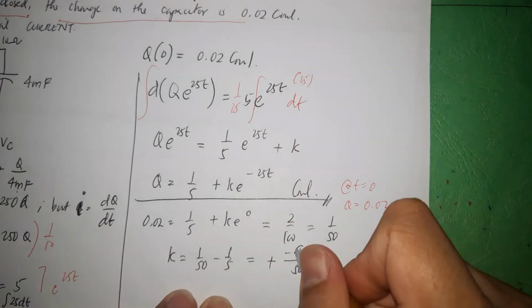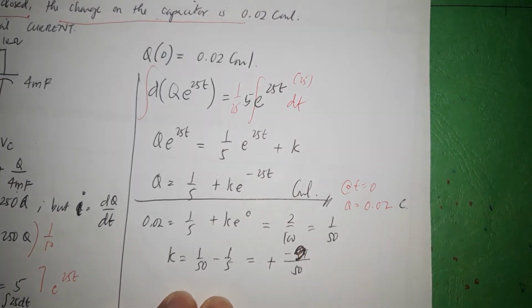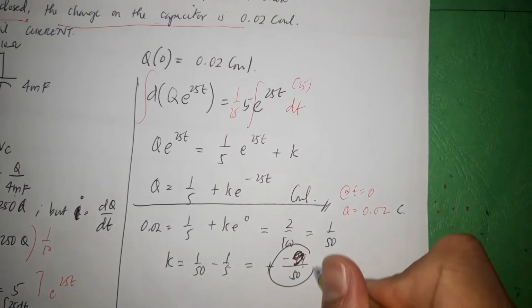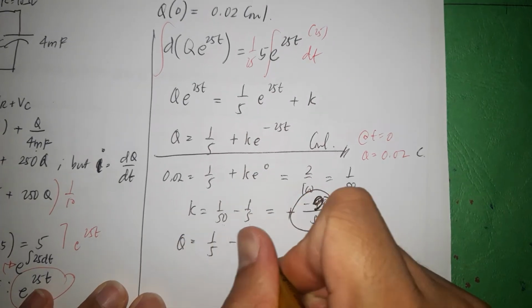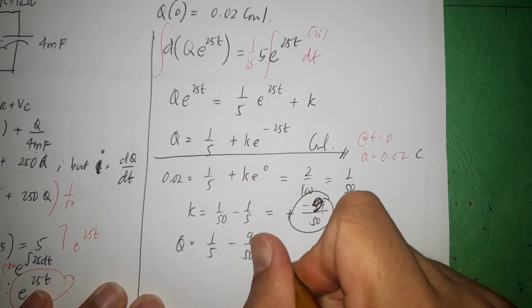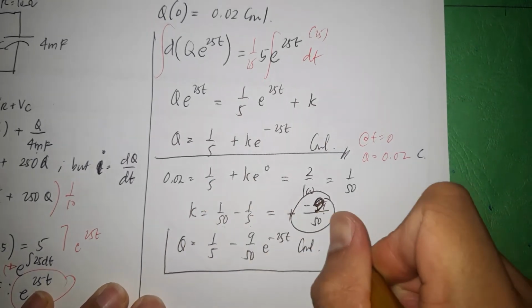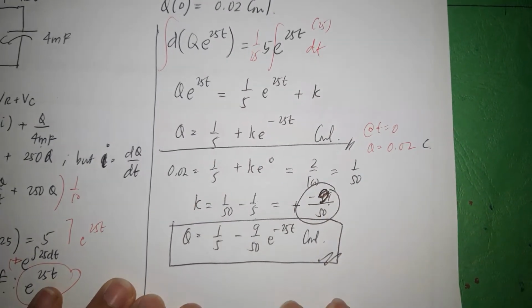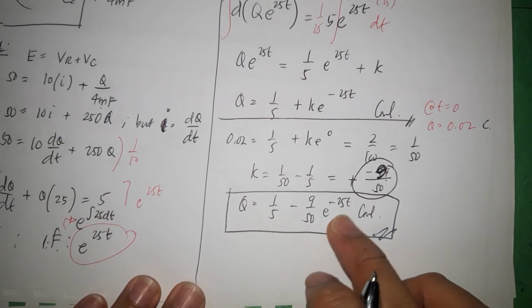No, it's negative 9 over 50. So negative 9 over 50, because 50 divided by 50 is 1 minus 50 divided by 5 is 10. So 1 minus 10 is negative 9. So your k is negative 9 over 50. So Q is 1/5 minus 9 over 50 e to the negative 25t coulomb. So that must be the expression of our Q. So that's the charge at any time t.